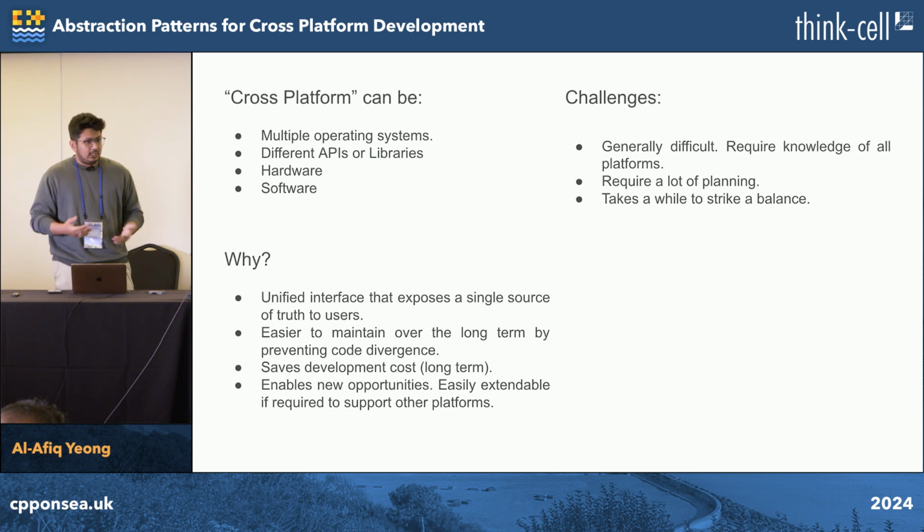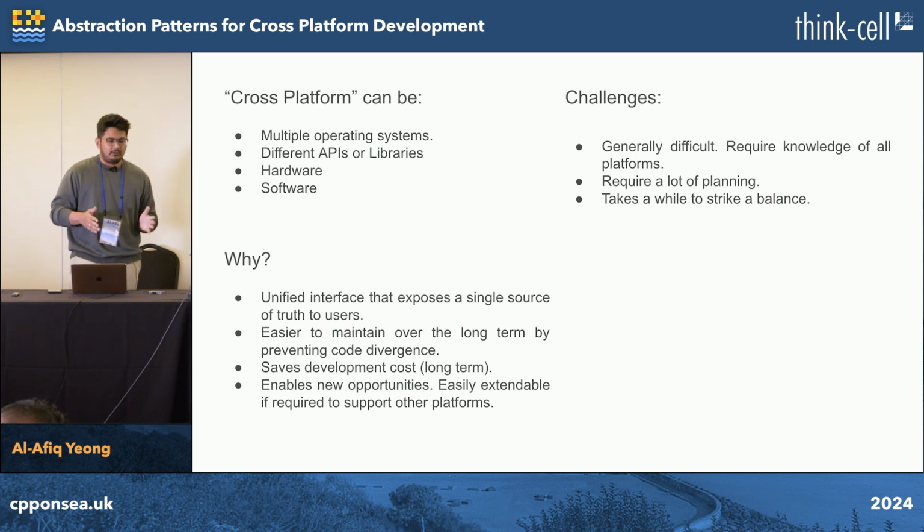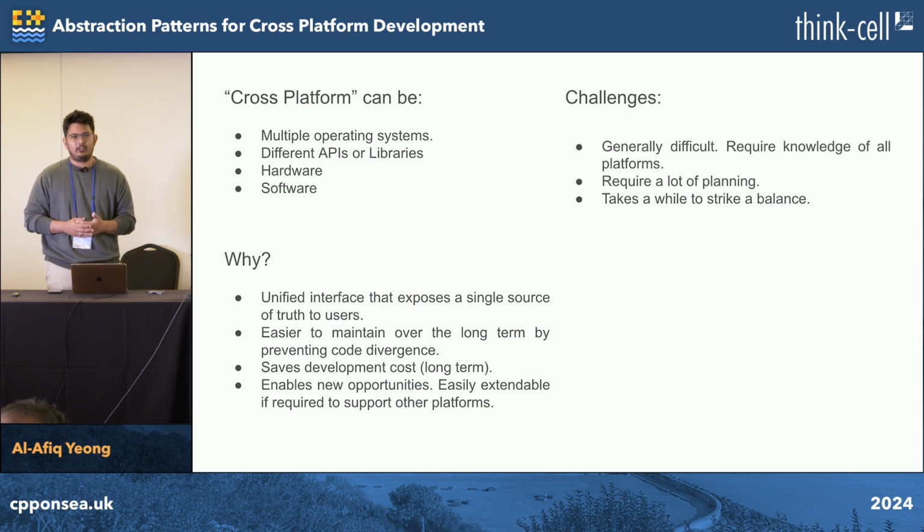It could also mean different hardware. Right, you're writing software for the desktop or embedded system. There are hardware constraints that need to be taken care of. And then the last part is cross-platform could also mean software. Another example of this would be in games, we have different storefronts that you can buy your games from. We have Steam, the Epic Games Store, and also the Microsoft Store.